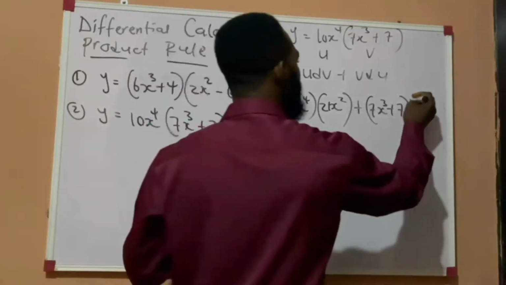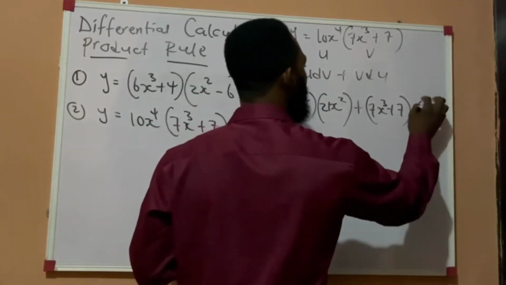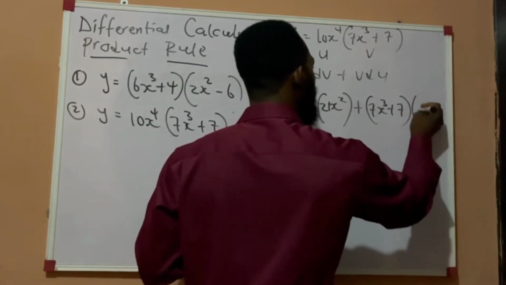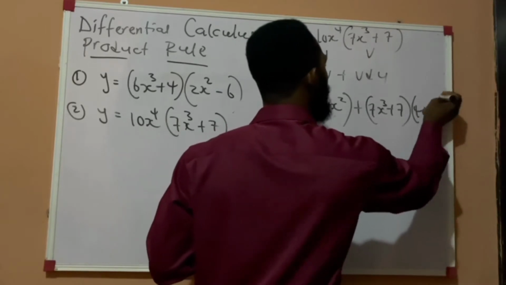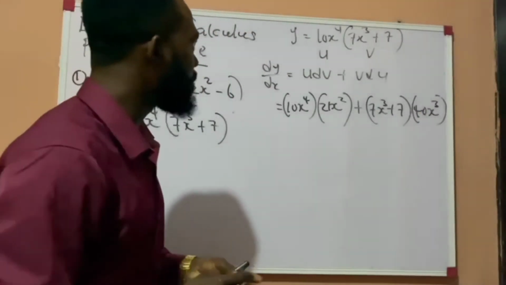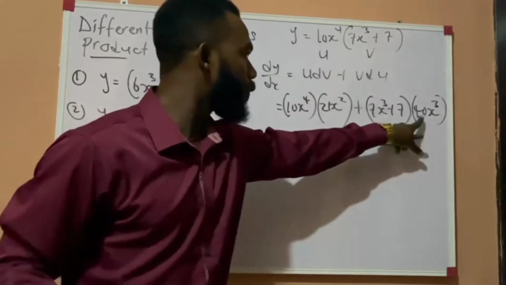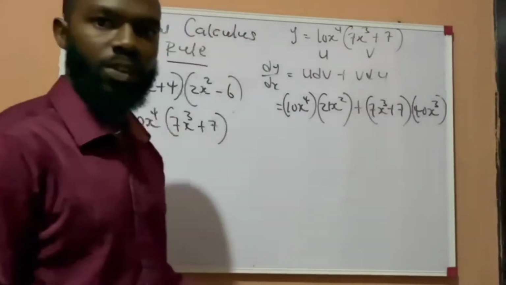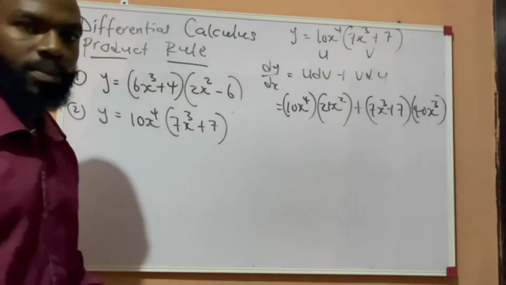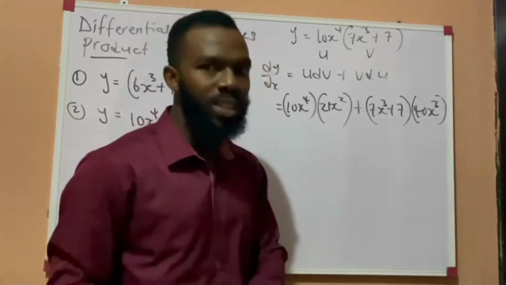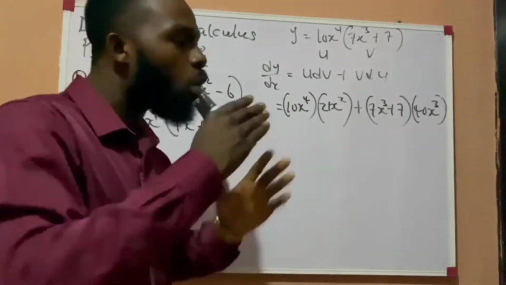Now, if we should differentiate 10x raised to the power 4, we will get 40x raised to the power of 3. How is that possible? 4 times 10 gives us 40, and 4 minus 1 gives us 3. So this is what I'm going to get. Now, when we are done differentiating, what did I say the next step you take? You open the bracket.